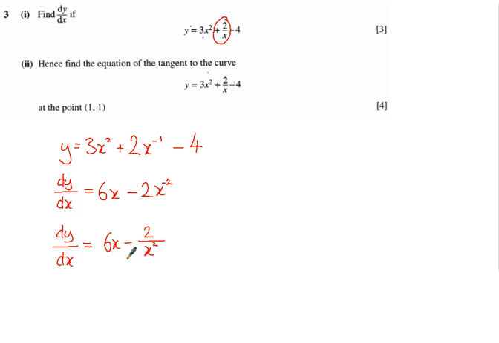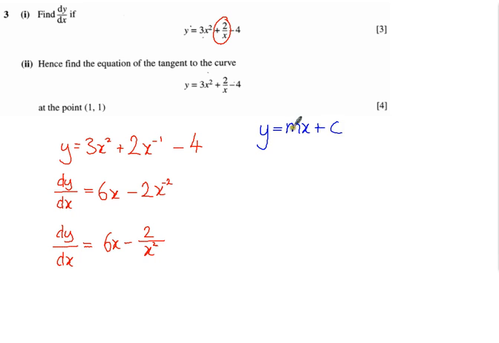Because the second part of this question says, hence find the equation of the tangent to the curve y equals 3x squared plus 2 over x minus 4 at the point 1, 1. Now, again, a tangent is just a straight line. And we've used this equation before. y equals mx plus c is the equation of a straight line.